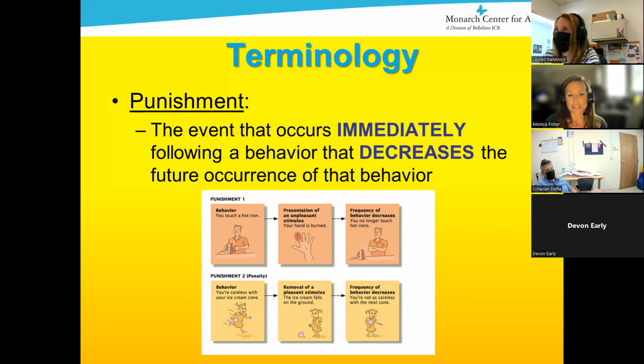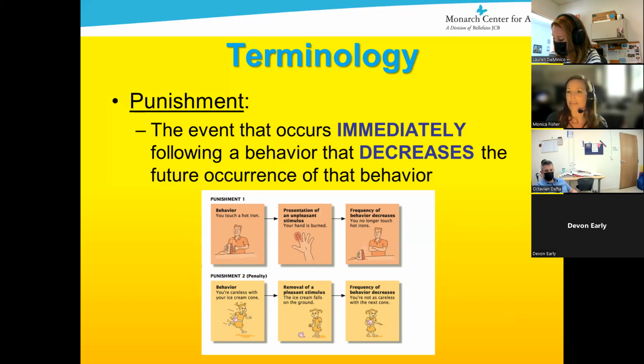So for an example, the first one is your typical aversive reaction. So you touch a hot iron, your hand is burned. You're not going to touch that hot iron anymore. You're going to be a lot more careful. Same thing with the stove and cooking, right? After you burn yourself, we all know we only have to do that one time before we're extra careful next time.